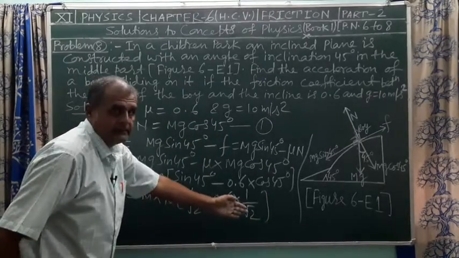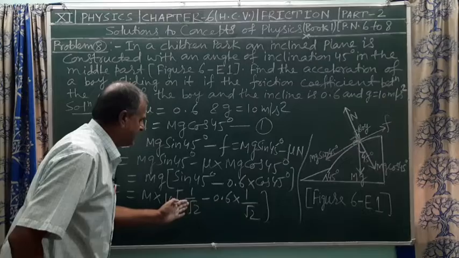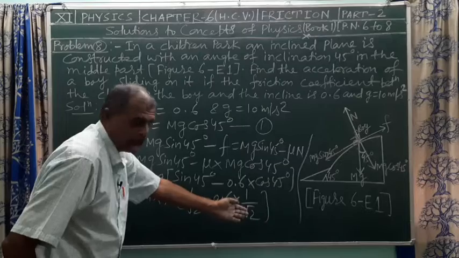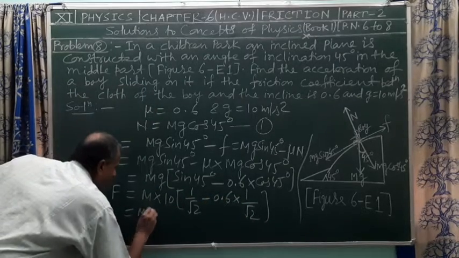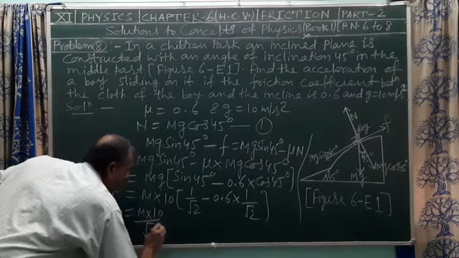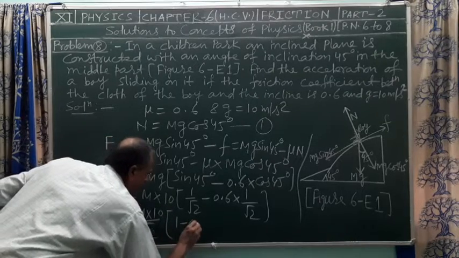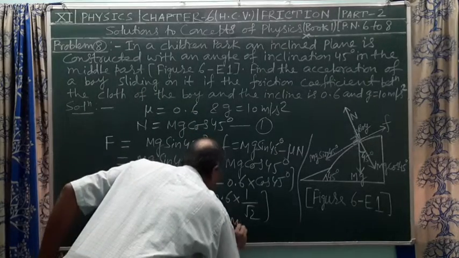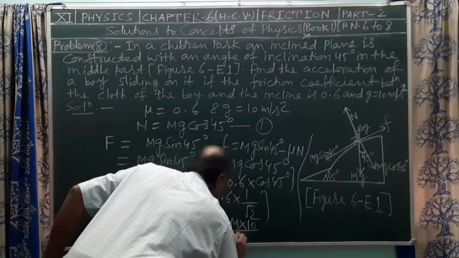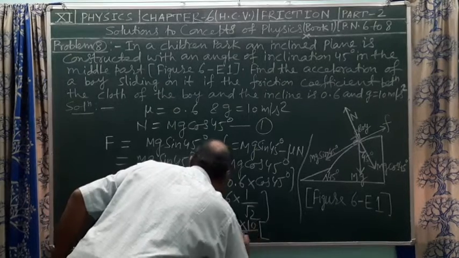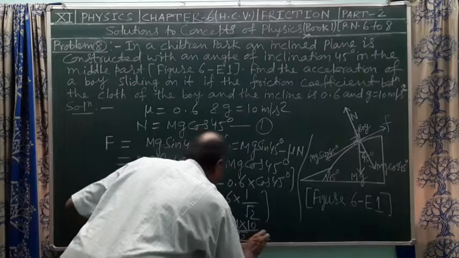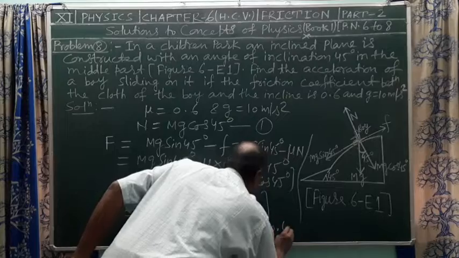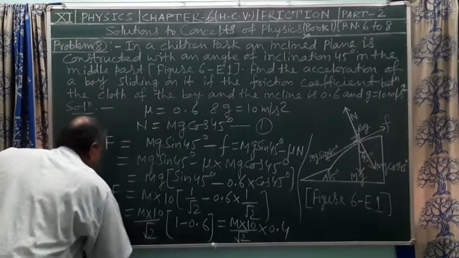Now root 2 is common inside the bracket, so root 2 will also be taken out of the bracket. So it is m into 10 upon root 2 under bracket 1 minus 0.6, and 1 minus 0.6 is 0.4. So it is capital M into 10 upon root 2, where 10 meter per second square is the value of acceleration due to gravity, and inside the bracket it is 0.4. This is the resultant force. This is equation number 2.